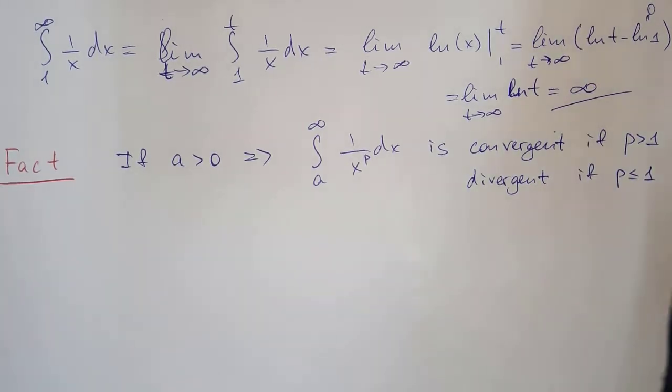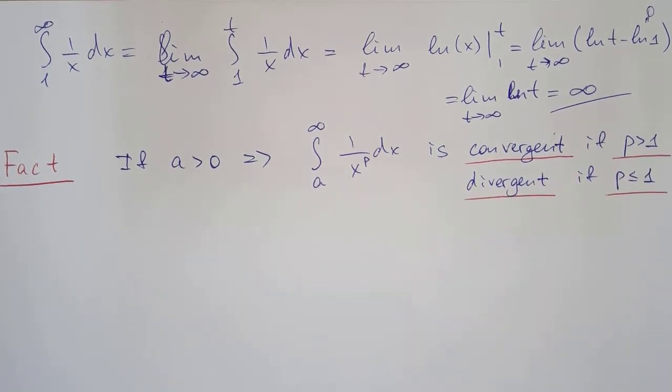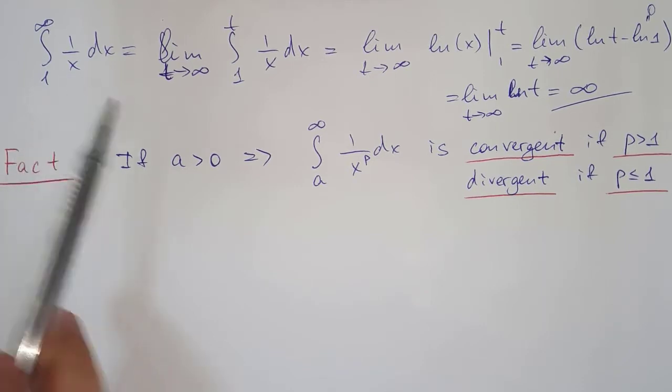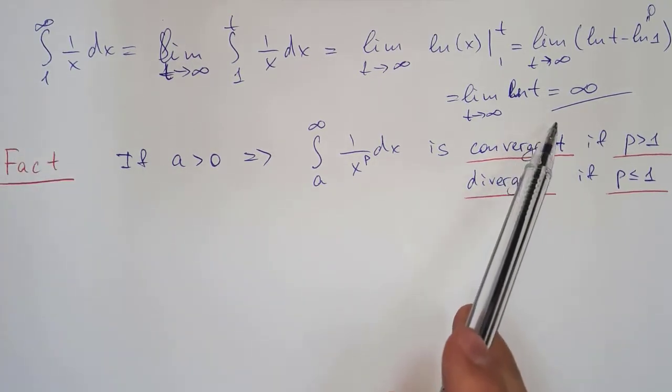So we have two cases. If p, the power, is greater than 1, this is convergent. If the power is less than or equal to 1, it's divergent. In our case, we have p equal to 1, so that's why it's divergent. We proved it.